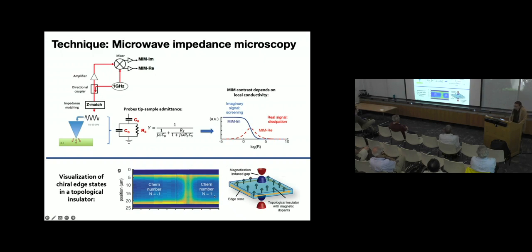So in prior work, we've used the technique of MIM to directly detect chiral edge states at the boundary of a magnetic topological insulator. And in this case, the presence of topological edge excitations is manifested in a very sharp enhancement of the reflected microwave signal at the boundaries of the sample. And this is a system that I'll return to in more detail later on in the talk.